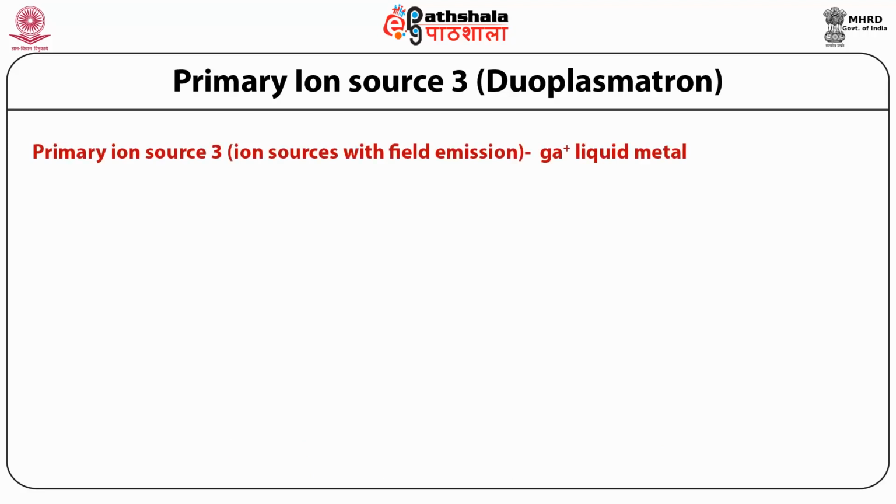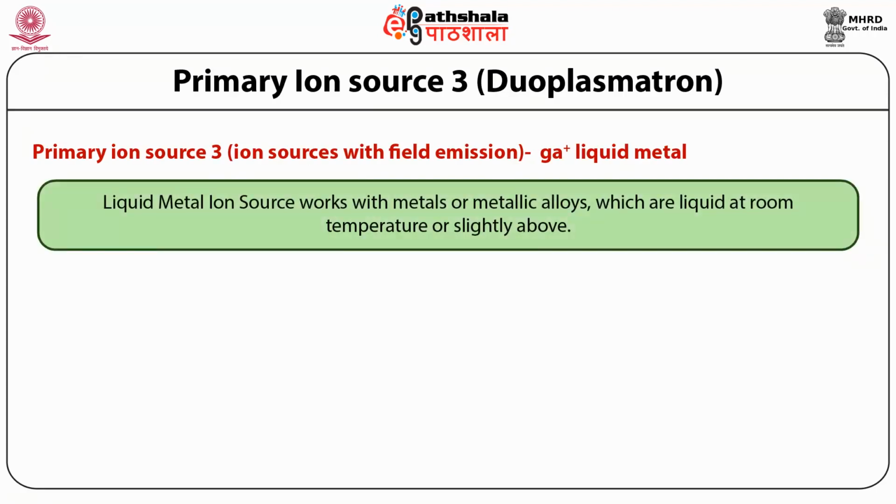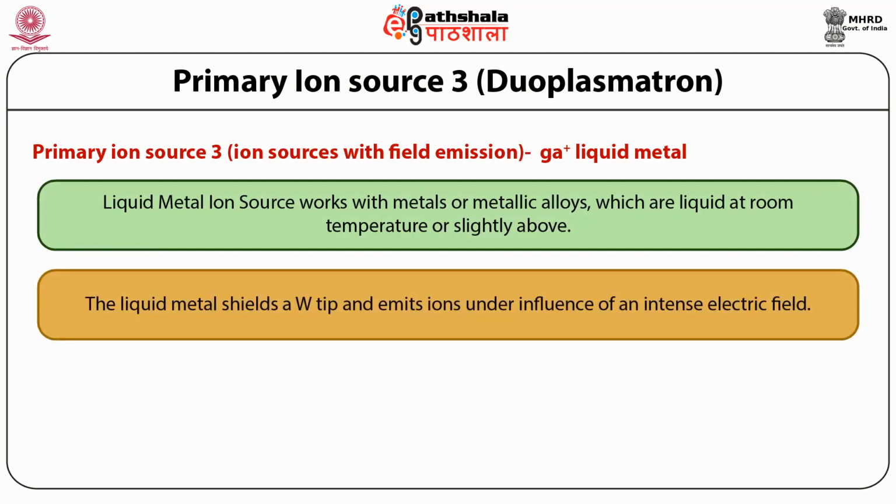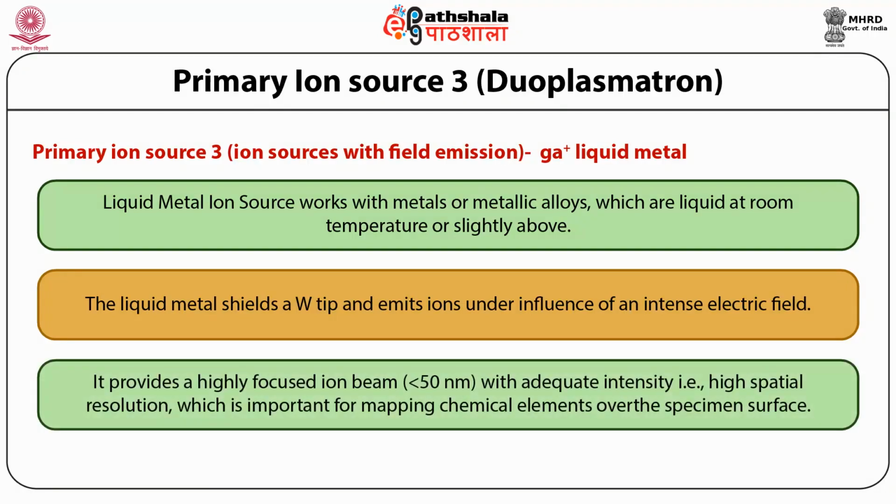This talks about primary ion source 3, ion source with emission, gallium plus liquid metal. Liquid metal ion sources work with metals or metallic alloys which are liquid at room temperature or slightly above. The liquid metal wets the tungsten tip and emits ions under the influence of an intense electric field. Third, it provides a highly focused ion beam, less than 50 nanometers, with adequate intensity, that is, high spatial resolution, which is important for mapping chemical elements over the specimen's surface.